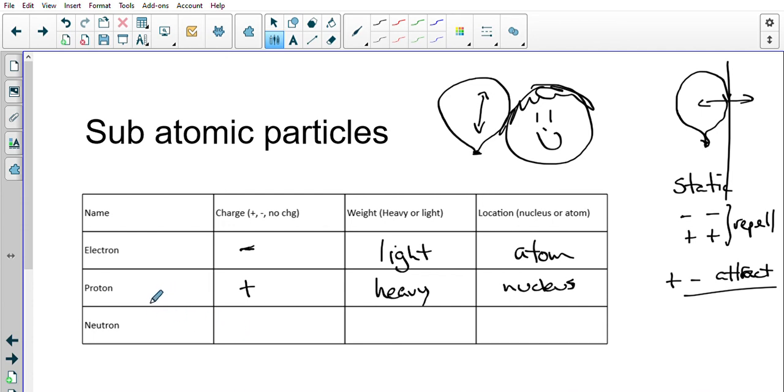Now, protons were discovered in the early 1900s. Neutrons were not really discovered until 1932, and that's about 87 years ago. Just being neutral made them really, really difficult to detect, to know that they're there. And so they were late to the party, as I would say. They have no charge, and they're heavy. They are just slightly heavier than a proton, and they're also located in the nucleus.